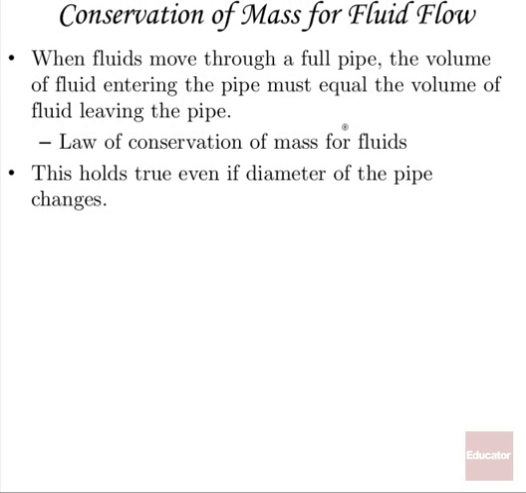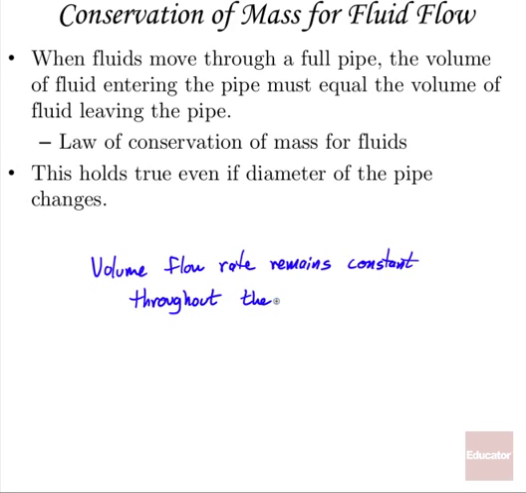When fluids move through a full pipe, the volume of fluid entering the pipe must be equal to the volume of fluid leaving the pipe. The law of conservation of mass for fluids. This holds true even if the diameter of the pipe changes. In short, what we call the volume flow rate remains constant throughout the pipe. And we'll look through a couple applications of that here.